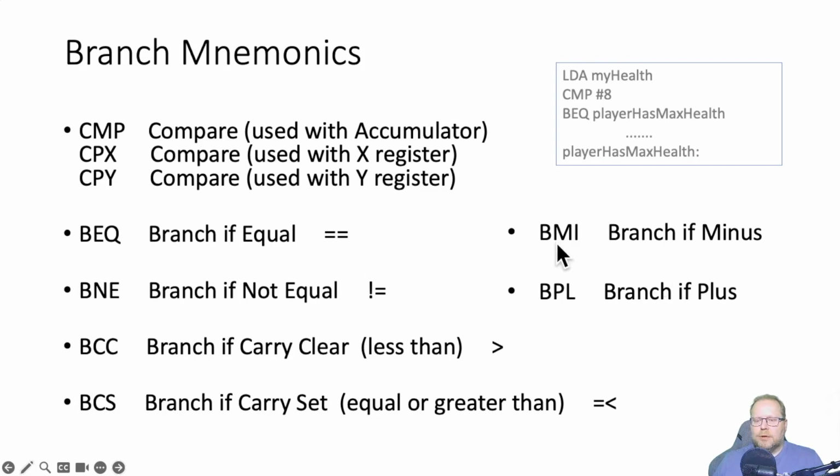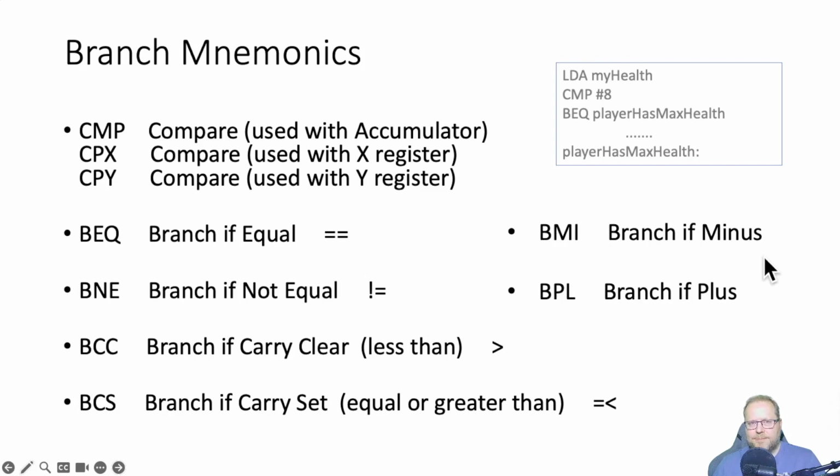We have one called BMI, branch if minus, BPL, branch if plus. I don't want to look too much at these, because I don't want to talk a lot about negative numbers, because negative numbers is really confusing, and you don't need to get confused here when we start learning assembly language, and you don't really need to know too much about those. But let's just look at this one just as a brief example.